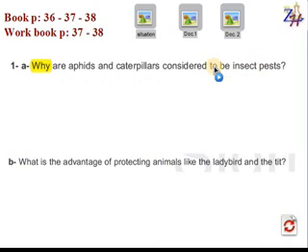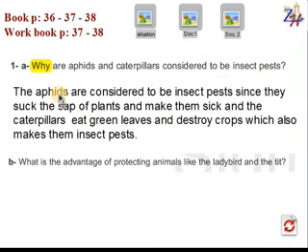Okay? So let's see here. The aphids are considered to be insect pests since they suck the sap of plants and make them sick, and the caterpillars eat green leaves and destroy crops, which also makes them insect pests. Okay, now part B. What is the advantage of protecting animals like the ladybird and the tit?